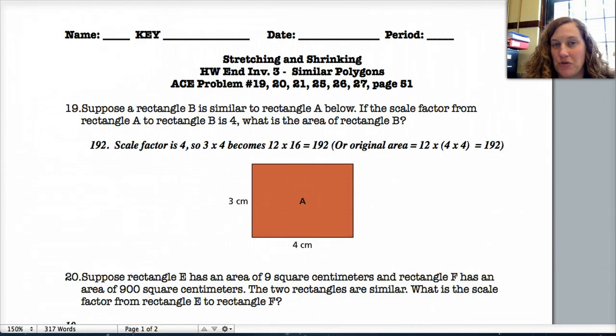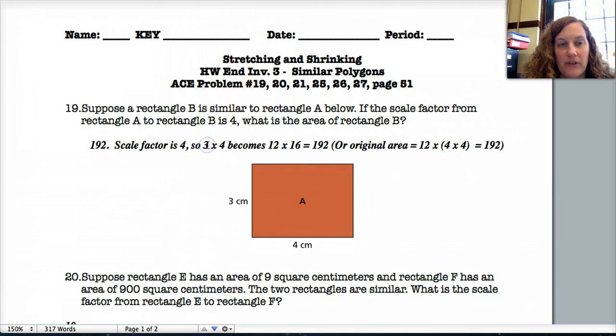Welcome to the review for homework end of investigation 3. We finished investigation 3 and there's just a few problems that I wanted you to work on to make sure that we understood it. They're regarding scale factor, area, and then there's some review percent and decimal problems. You were assigned ACE problems 19 through 21 and 25 through 27.